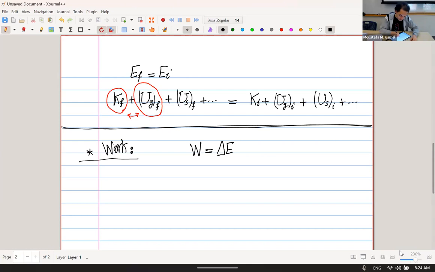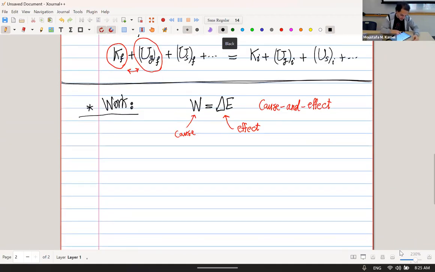When we wrote this equation down, this is not a defining equation for work. It's rather a cause and effect relationship. The cause is work done on the system, and the effect is change in energy. Okay? But what's work itself? What is it that when it's applied changes the energy?